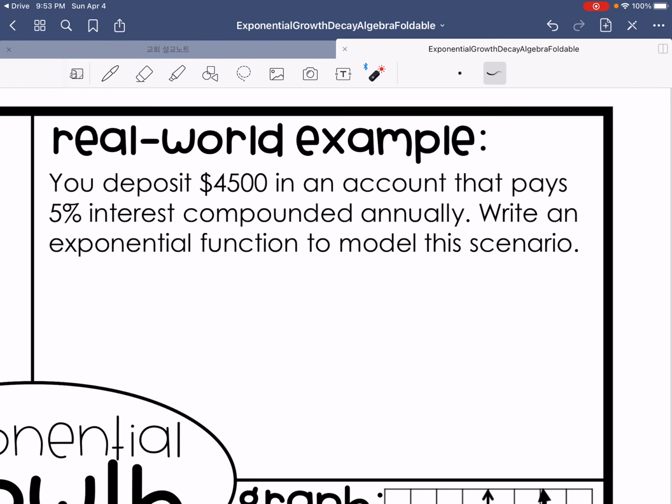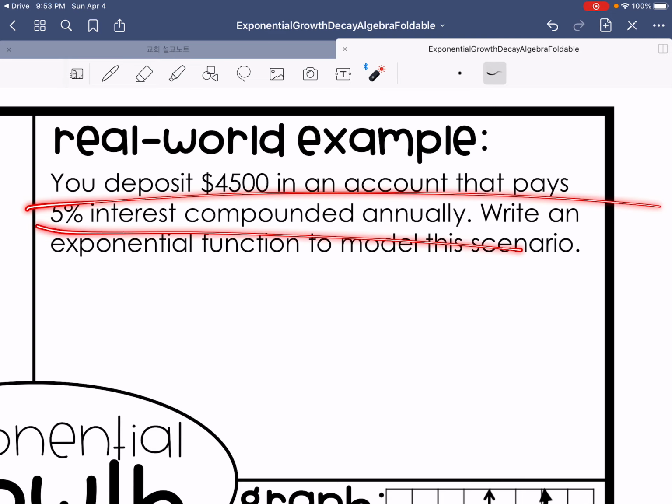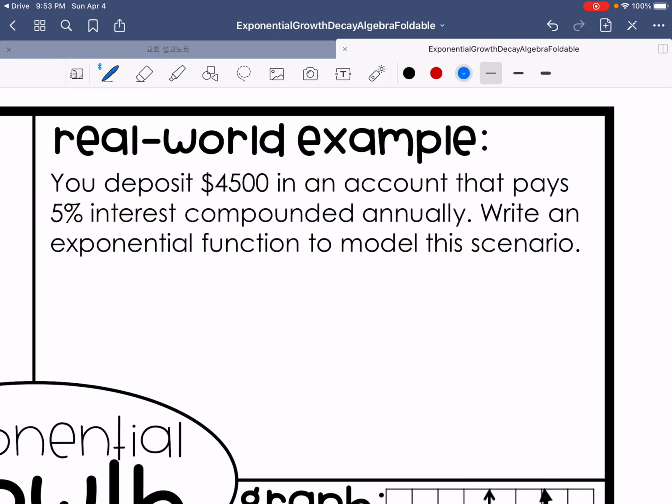Now let's go to the real world example. You deposit $4,500 in an account that pays 5% interest compounded annually. So if you invest money into the bank, obviously you're going to get money over time, right? In this question, they give you 5% annually, which means every year. Now we have to write an equation that represents this scenario, like this exponential function. So first, we always have to find initial value, which is the starting point, and then rate, okay? So where do we start?